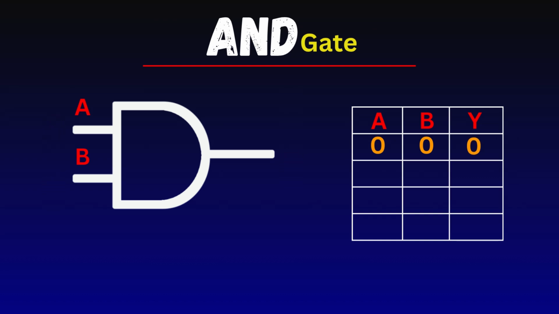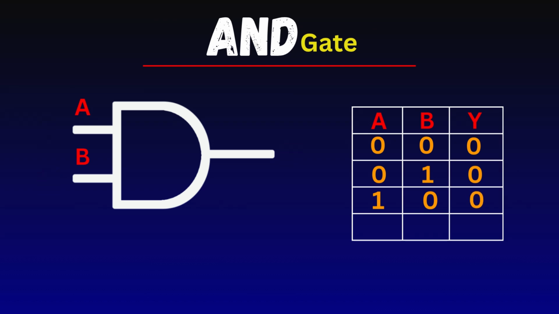Here we have two inputs, 0 and 1. If one input is 0, the output would be 0. That's why the output will be 0. Next we have two inputs, 1 and 0. If one input is 0, the output would be 0. That's why the output will be 0.